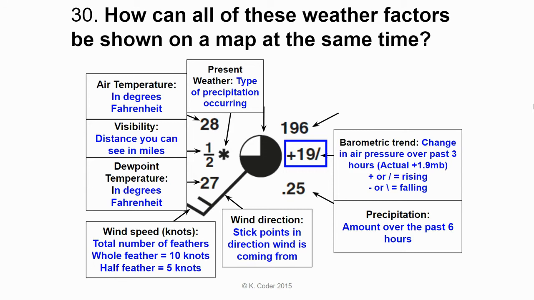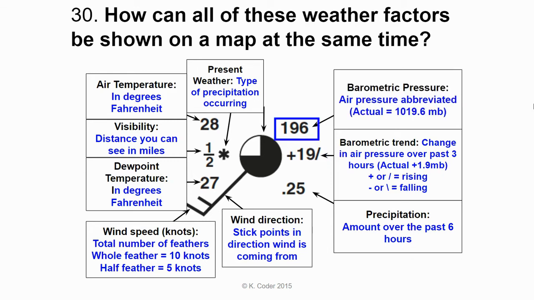Almost there, folks. This number right here represents the barometric trend, which is the change in air pressure over the past 3 hours. Now, the actual change is 1.9 millibars. And if you look, a plus or a forward slash is equal to rising barometric pressure. And if you have a minus or a backslash, that means falling barometric pressure. And finally, the last thing we need to be aware of on our station model is the barometric pressure, this number right here, which represents the air pressure of a specific area.